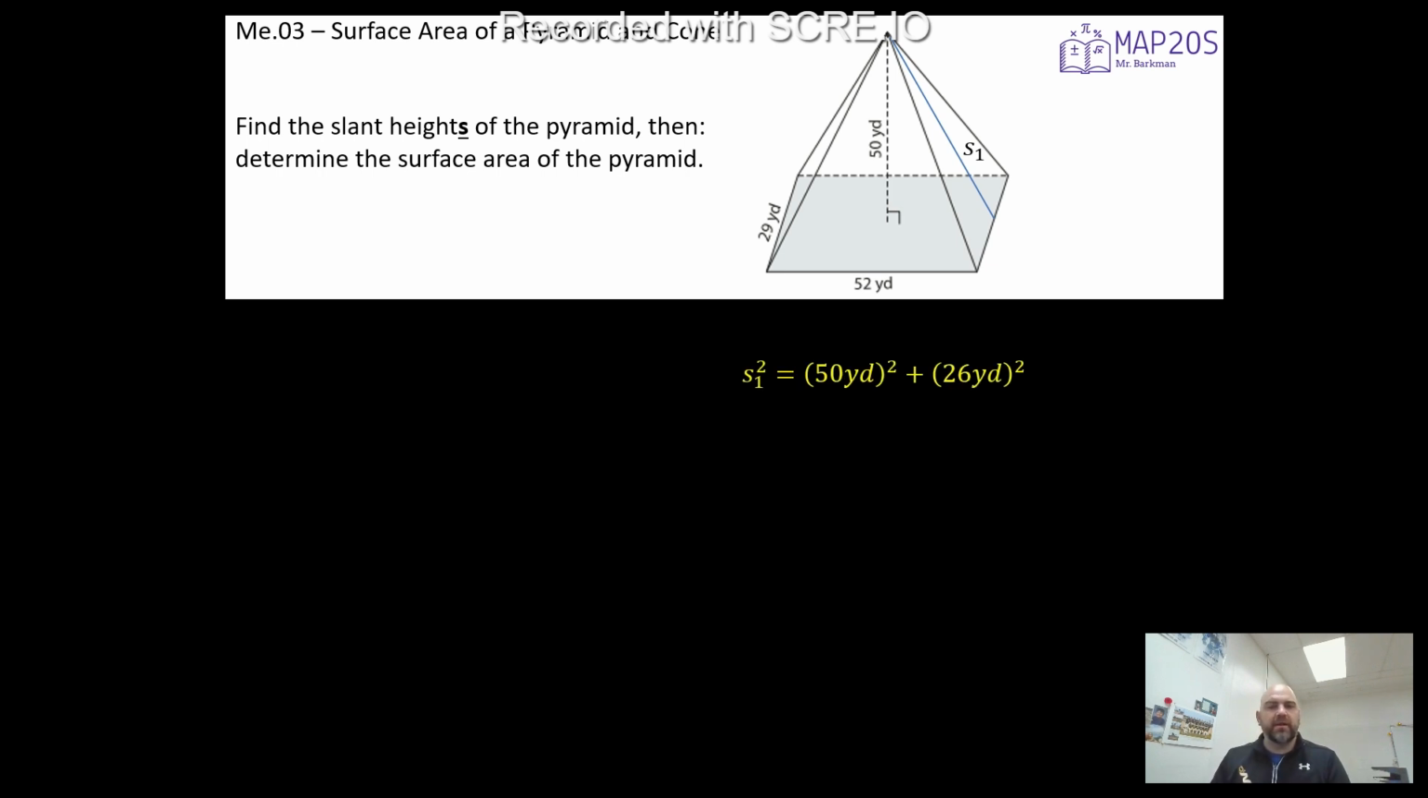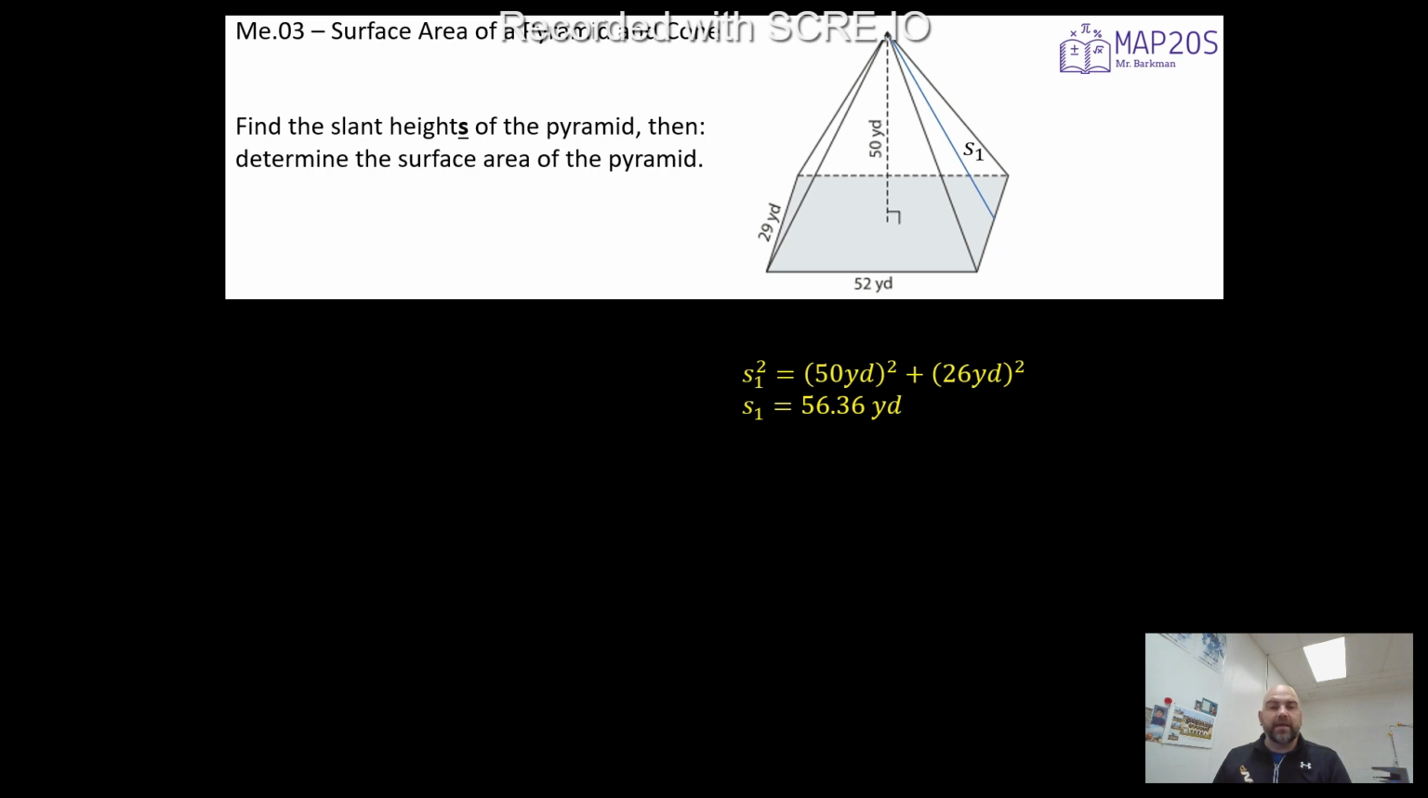So when we put that in there, we're going to have 50 for our height and 26 for our b value. And then we can figure out what our slant height 1 is. And slant height 1, we're going to round to about 56.36 yards. So slant height 1, that's going to be that side right there. We're going to use that to find the 29-yard piece.